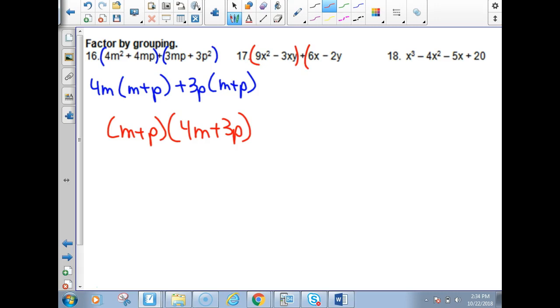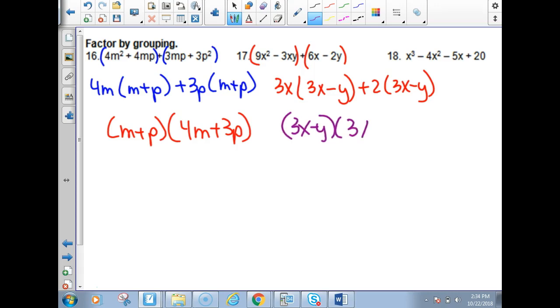Group 2, factor out of 3x minus y, plus factor out of 2 from the second set, you get 3x minus y. Now I know I'm going fast, but I realize that you can pause if you need. The common term to these two big old terms is 3x minus y. Factor those out, and you'll be left with 3x plus 2. So if you multiply 3x by this entire 3x minus y all at once, then you would end up with this.